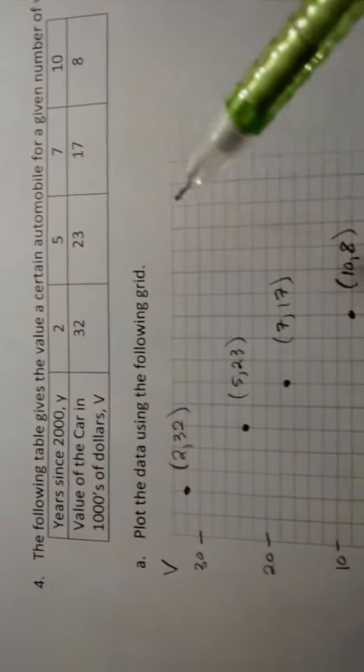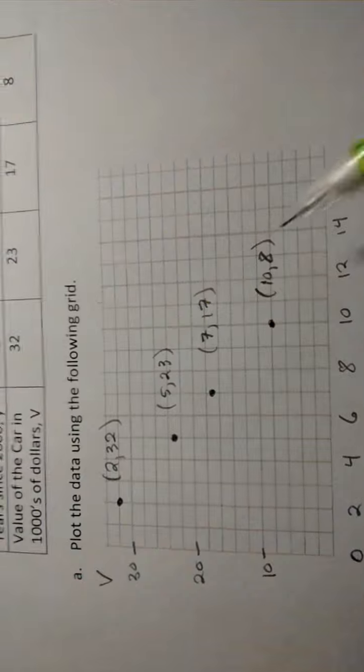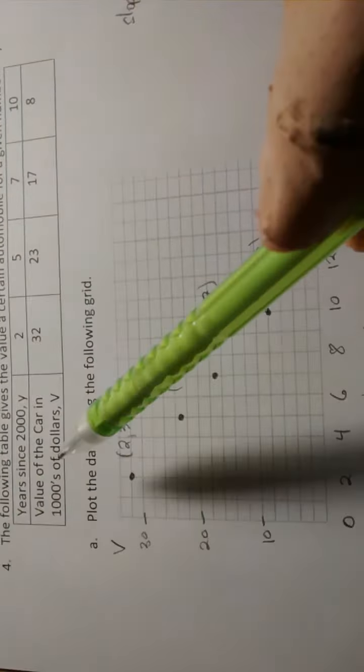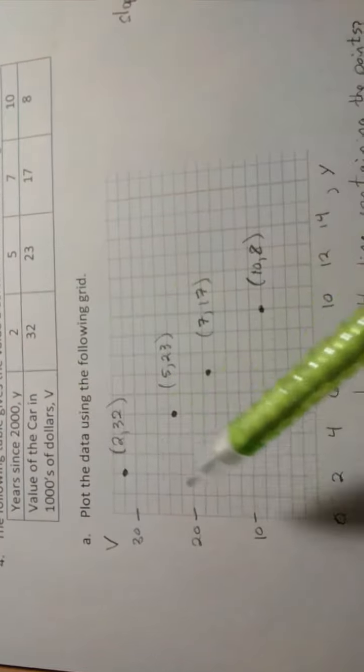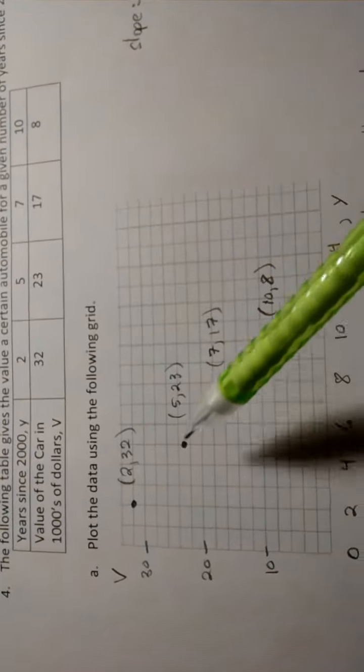Here's my data. Here's my labeled axes here, my x-axis or my input axis, x being the years since 2000, and the output axis here is the value of the car in thousands of dollars. So that looks like a pretty good scaling. It used all of the grid here. So notice I've labeled my points. Notice those guys fall in a straight line there.